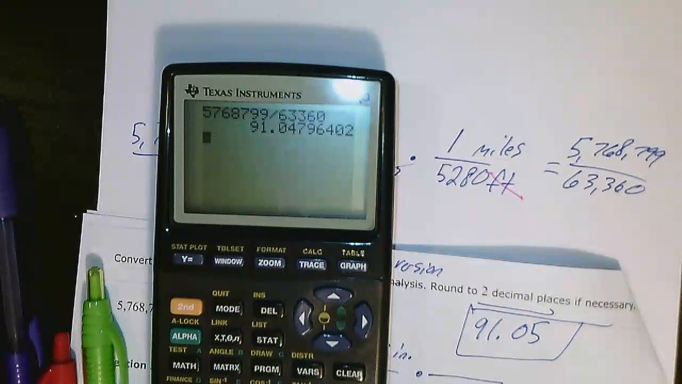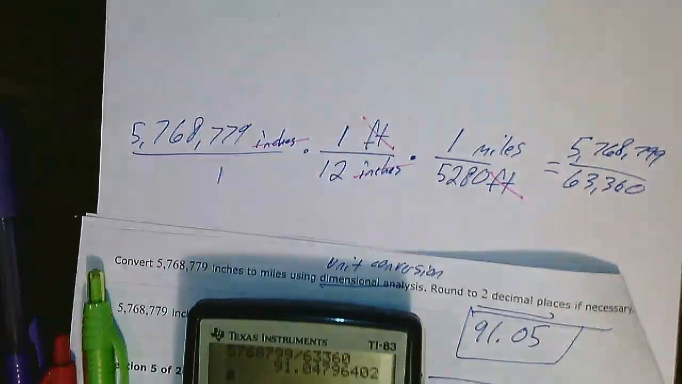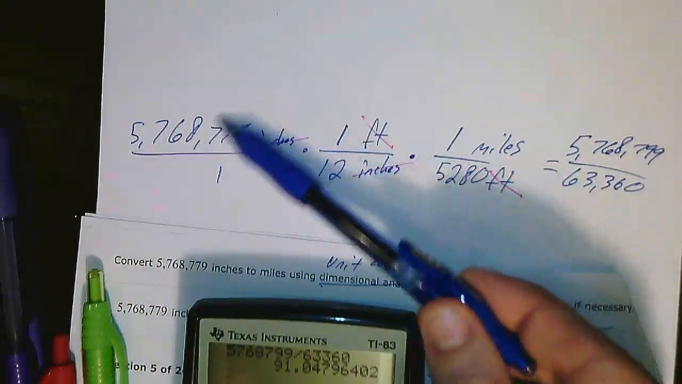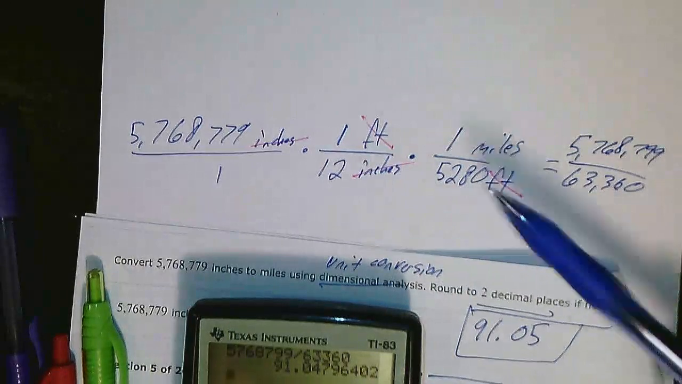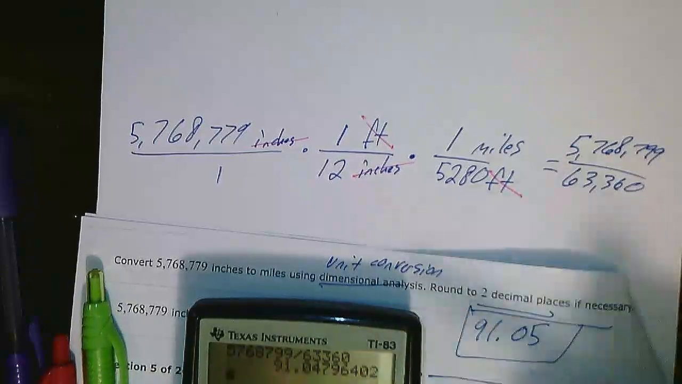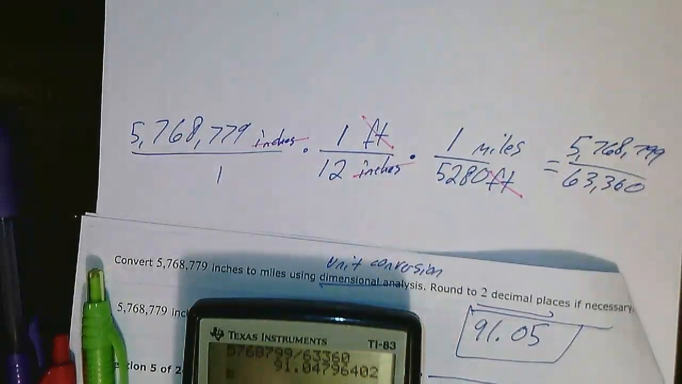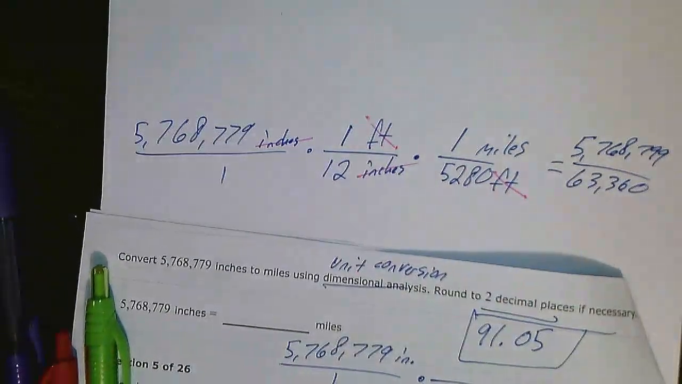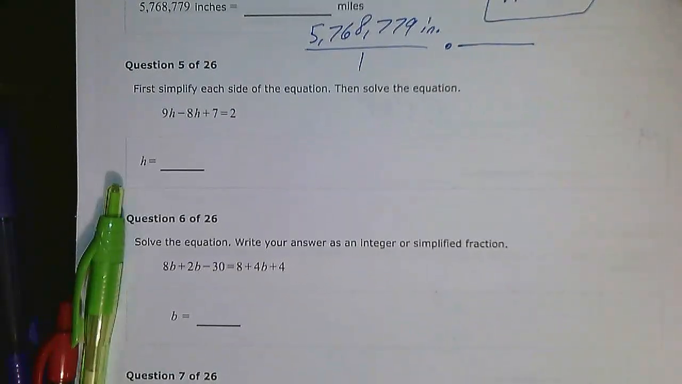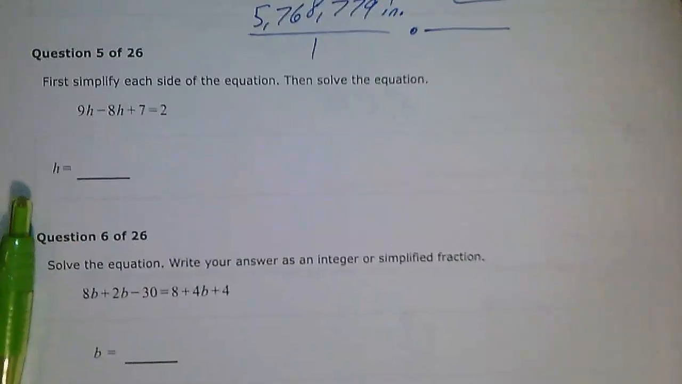Maybe you can work these out without having to write everything out. Maybe you can see that it's this number right here divided by 12 divided by 5,280. And if so, that's great. But this is how Alex shows us how to do dimensional analysis. Zoom back in.